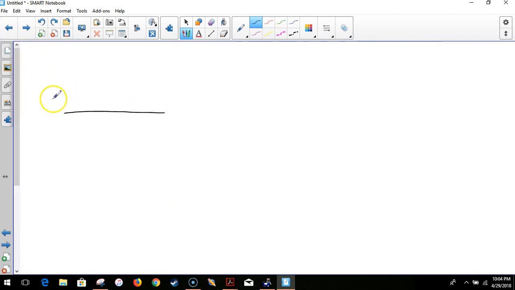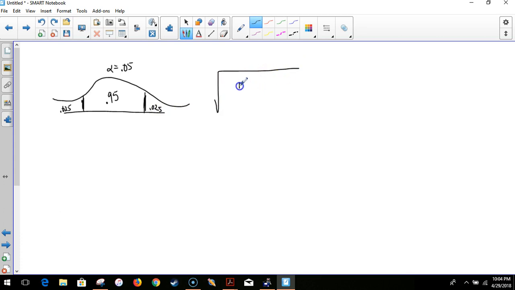I want to find a 95%, which means I have 95% of the data in here. And I'm going to need to find out where to put these bars up. Outside is 5%, an equal amount on both sides. So just divide that by 2. My formula is n minus 1, that's the df, times s squared.